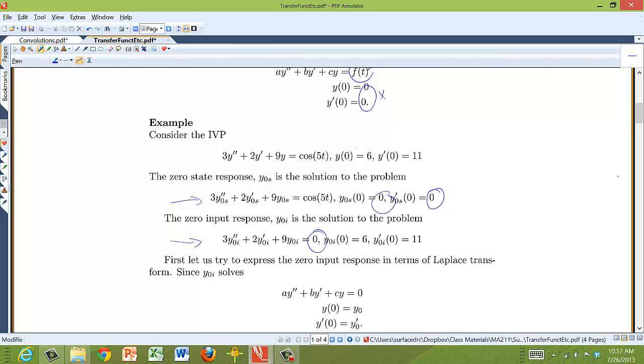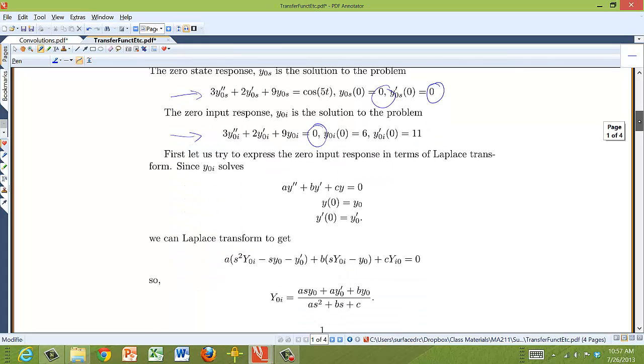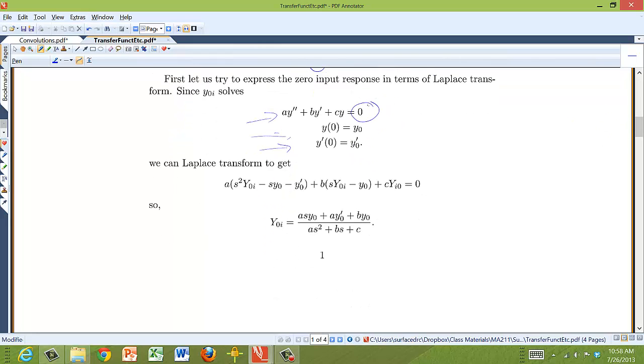and we'll try and do it using Laplace transform. Okay? So, since the zero input response means you set the input term to 0, the zero input response will solve this initial value problem. So, we'll Laplace transform everything in this problem.